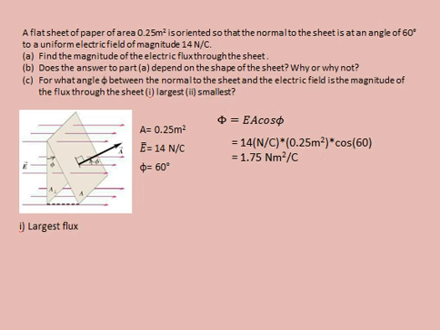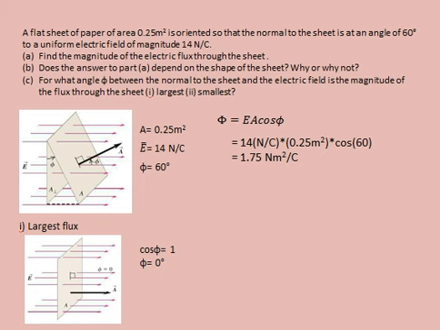Part C is asking for what angle phi between the normal to the sheet and the electric field is the magnitude of the flux through the sheet largest and which one's smallest. So we'll first do the first part. What angle is the largest? From trigonometry, we know that cosine phi oscillates between -1 and 1. Therefore, to make the flux the largest it can be, we want cosine phi to equal 1, or we want phi to equal 0.